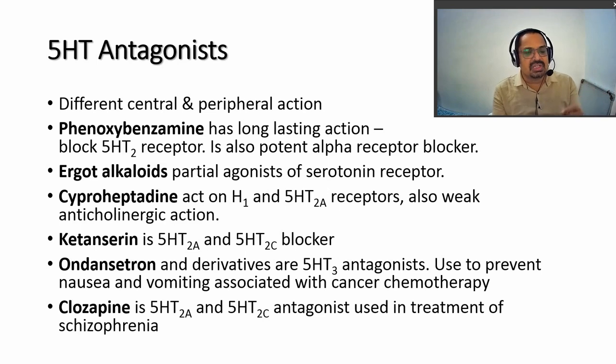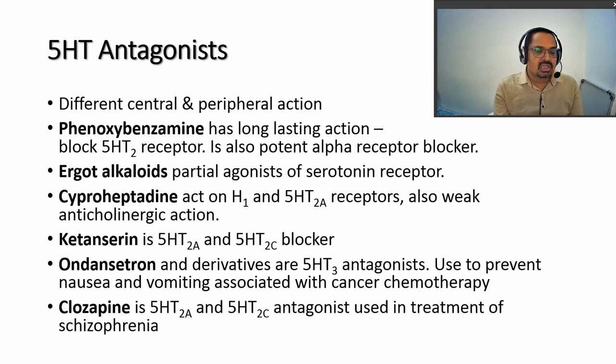The second principal agent is ergot alkaloid. It is a partial agonist of the serotonin receptor. And the third most important is cyproheptadine. It has action on the H1 receptor and the 5-HT2A receptor, and is a weak anticholinergic. So it has a triple action, we can say. It acts as an anticholinergic, it acts on the histaminergic receptor, and it acts on the 5-HT receptor also. We have also seen this cyproheptadine in anticholinergics.